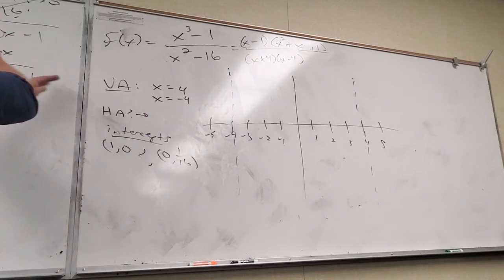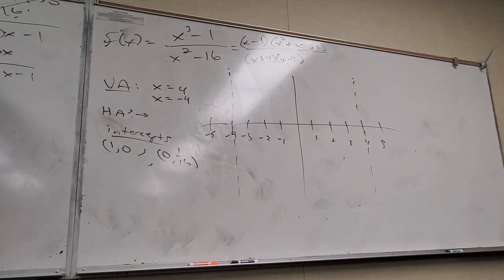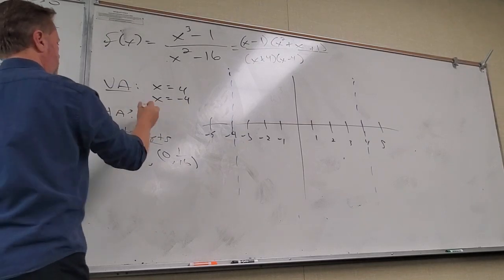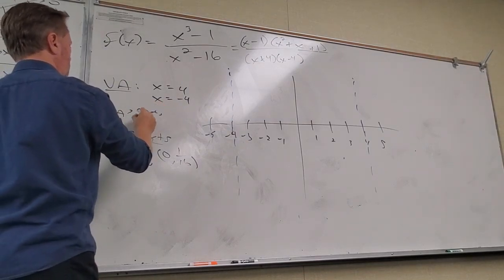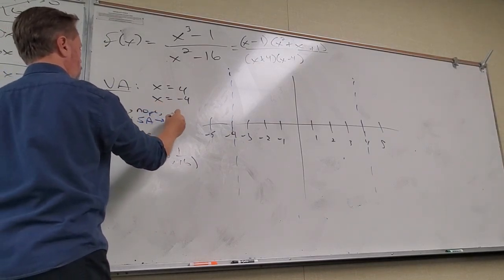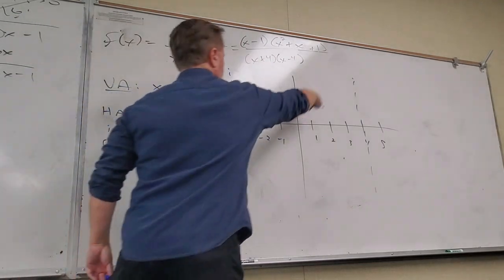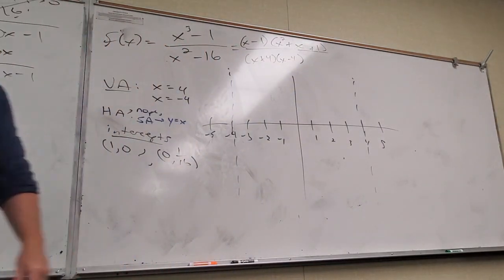Now, I am going to put in there my slant asymptote, y equals x. I'm going to put a slant asymptote in here.